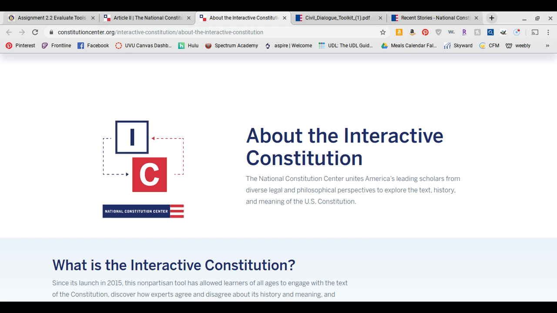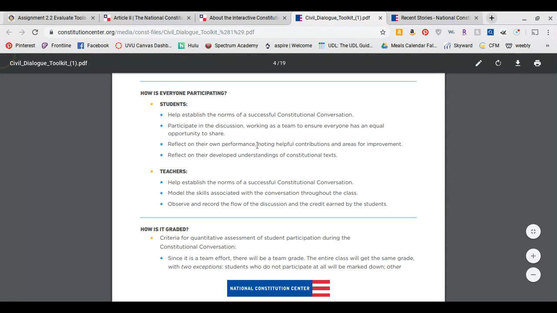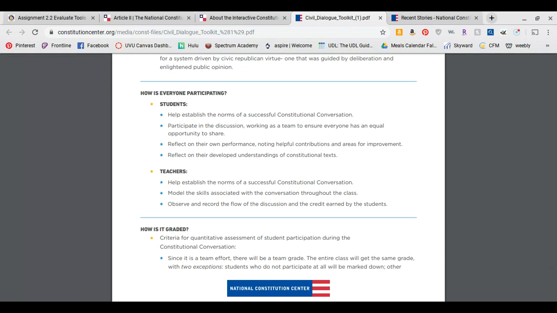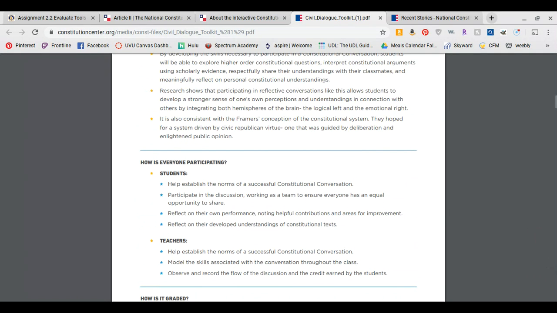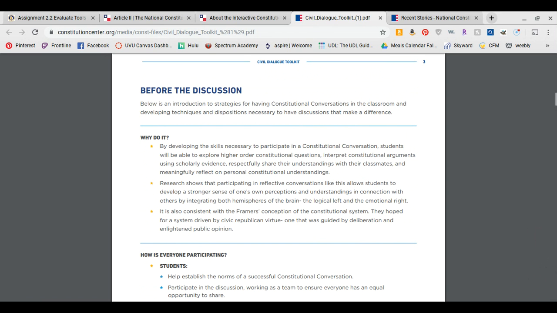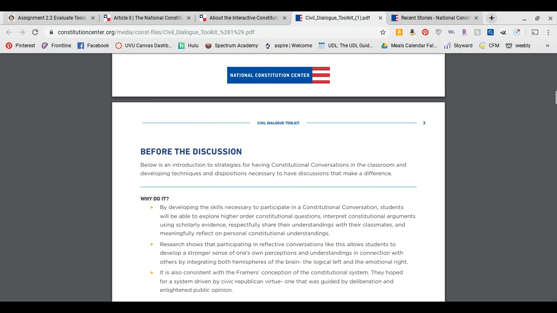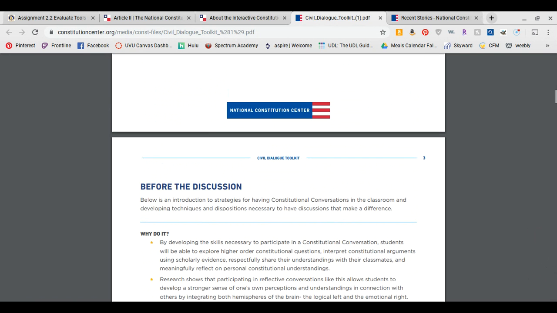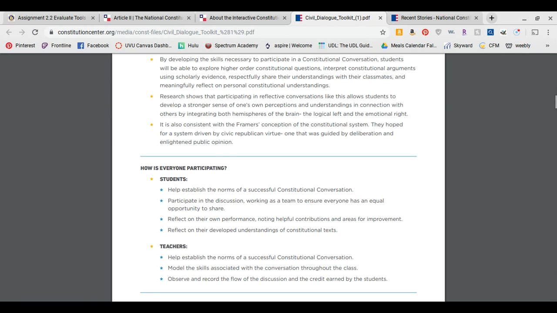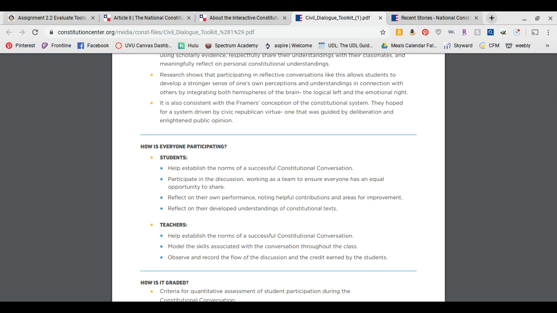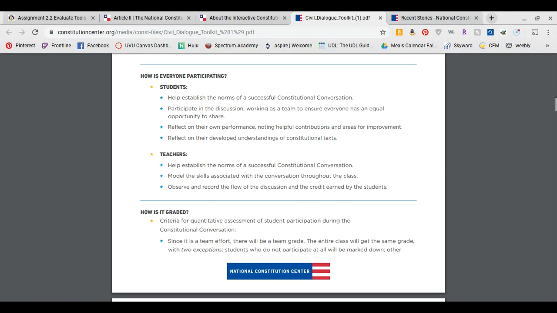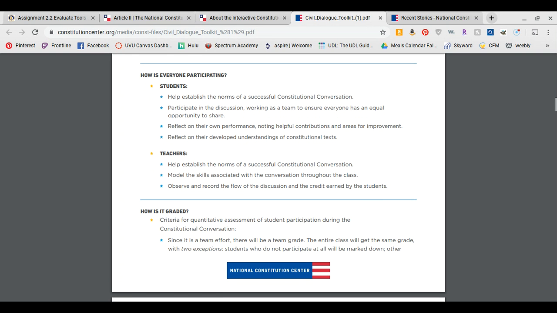So one thing that I love about this site here is that they have something known as the Civil Dialogue Toolkit. And if you go through the Constitution Center's website, the Interactive Constitution, you will find this information. And it tells you how to have a civic discussion. And it gives you the information that you need for your students, how they participate, what you do. You create a set of norms for the classroom. You talk about how you're going to grade it. You talk about what we're going to talk about.